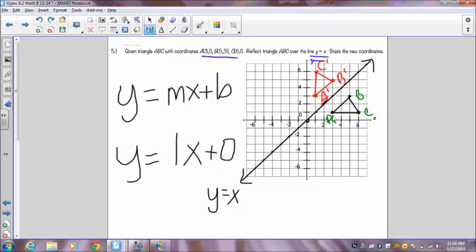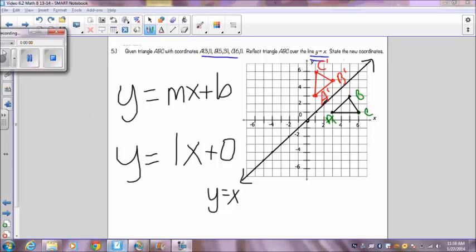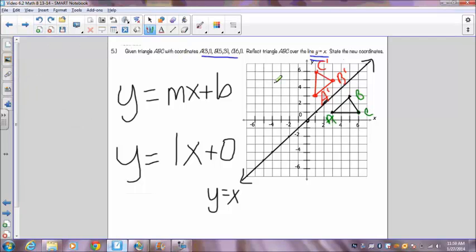Now, there's another way to do this that is a shortcut. I'm going to show you how to do that right now, and you can choose whatever method. Okay, here's the other method that I want to show you. It is quicker, but it's just as tricky, so be really careful. Instead of going up and over, all you have to do is go diagonal.